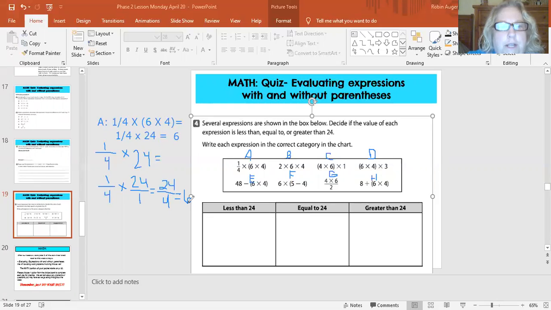All right. Let's look at letter B then. I might have to erase some of these as I go. Let's go back to text box, and we'll put it over here. And this is letter B. Letter B says 2 times 6 times 4. When we're multiplying, we don't care what order things go in. So let's put up the problem first. Times 6 times 4.